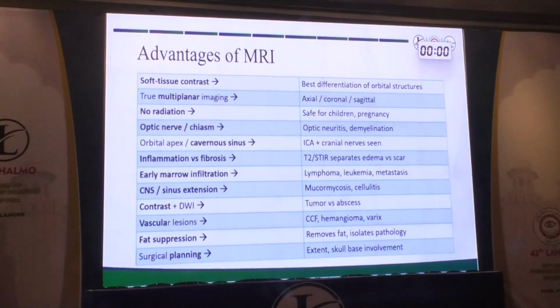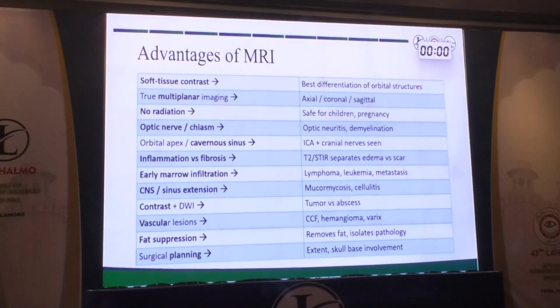What are the advantages of MRI? Soft tissue contrast, multiplanar imaging, no radiation. We can easily scan the optic nerve and differentiate between the optic nerve and the lesions surrounding it. Like B scan, it helps in differentiating between the optic nerve and the lesion surrounding the optic nerve. CT scan doesn't differentiate between the optic nerve and the lesions adjacent to it.